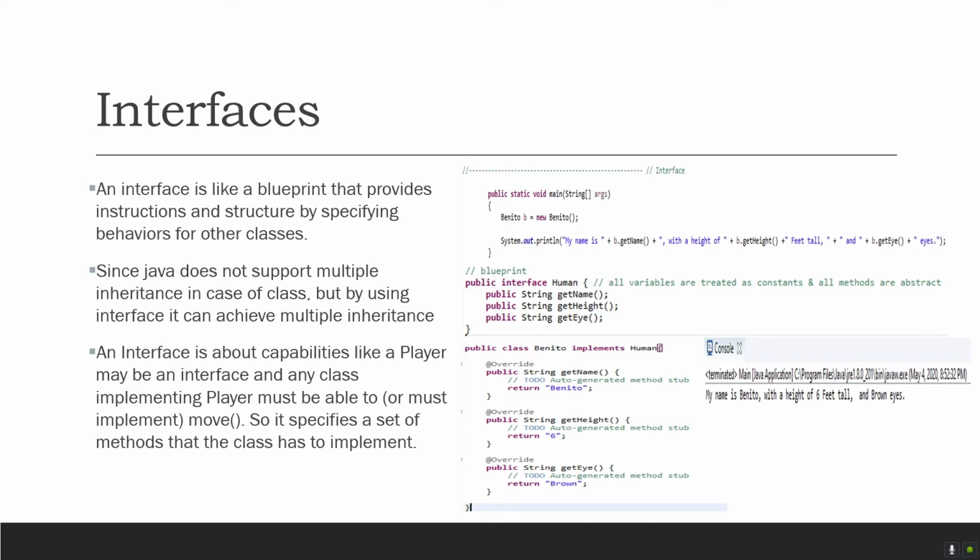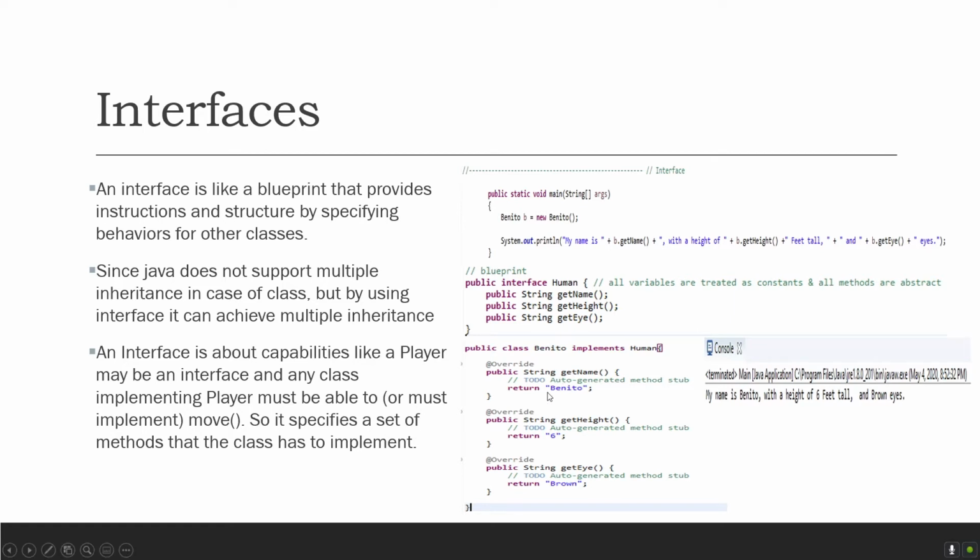An interface is about capabilities, like a player. Maybe an interface, and any class implementing player must be able to implement move. So it specifies a set of methods the class has to implement. So over here, I made my name the object. I know, a little conceited, but I had to.